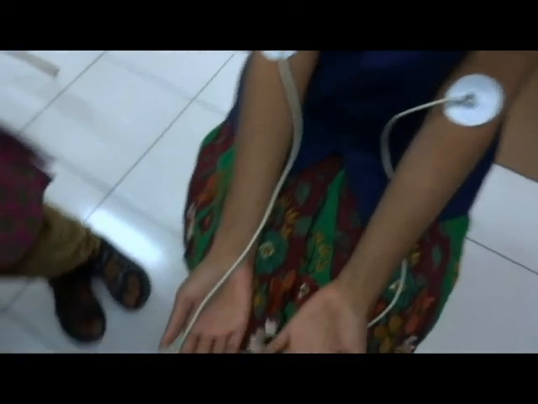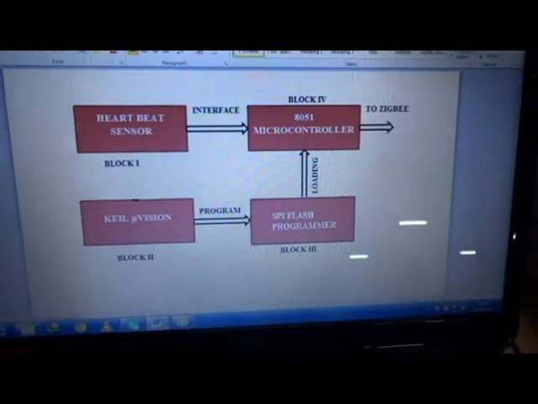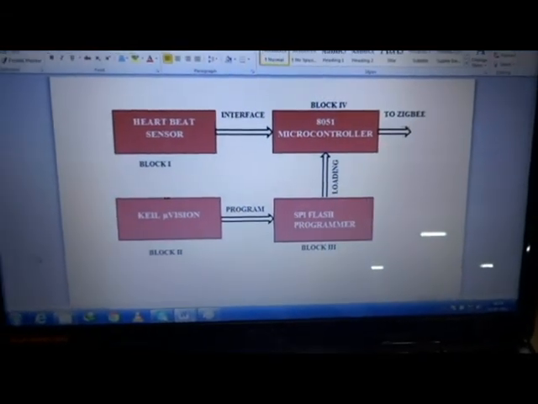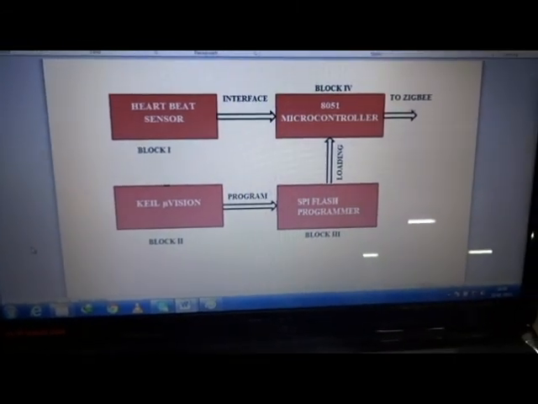The second stage is the microcontroller AT89S52, which is programmed to count the number of pulses per minute obtained from the previous stage. The third stage comprises a Zigbee module which transmits this count from the node to the central coordinator. Now the first stage will be explained more elaborately.